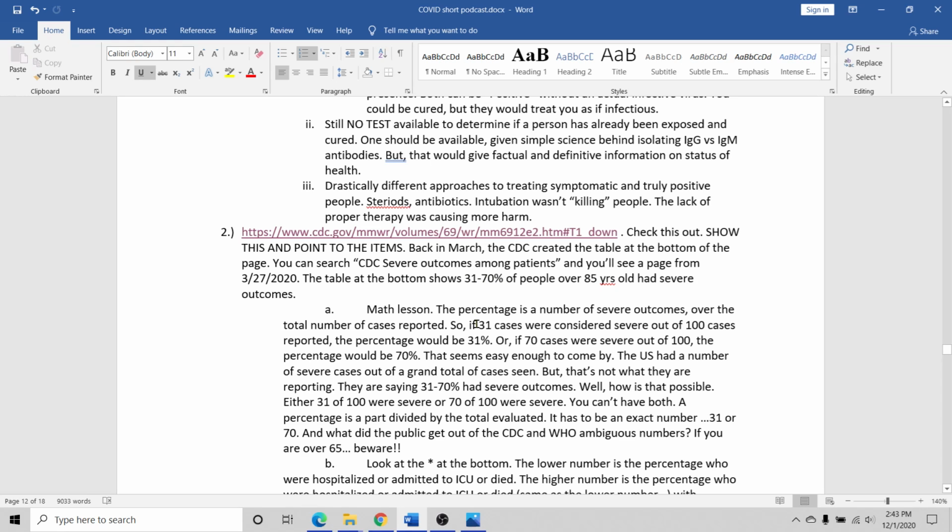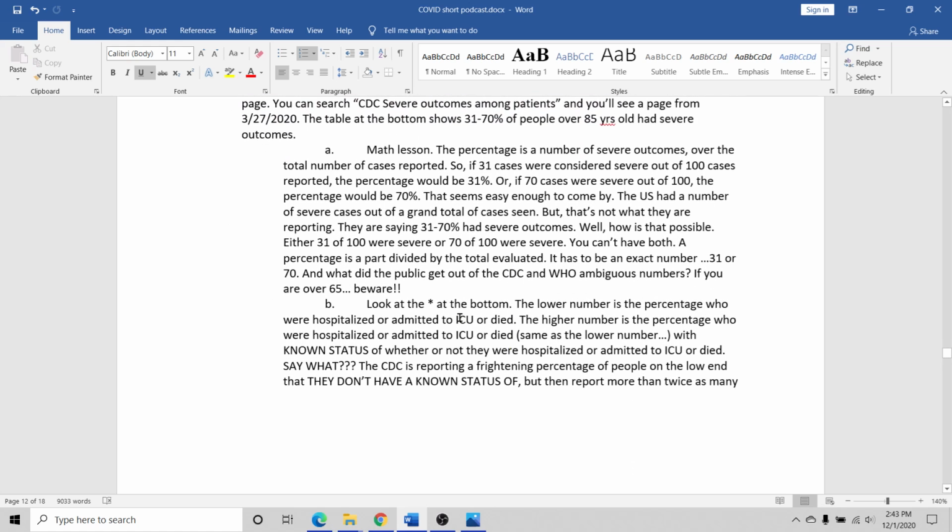Look, if you had 100 people in the hospital, either 31 or 70 had the problems. 31 out of 100 people is 31%. You just count the total number of people, you count the people who had severe outcomes, and you say that's your number. Having this range, this is ridiculous. What makes it even worse is, if you look at the star, the asterisk at the bottom of the page, it tells you the lower number is the percent who are hospitalized, admitted, or died. The higher number is the percent who are hospitalized, admitted, or died with known status.